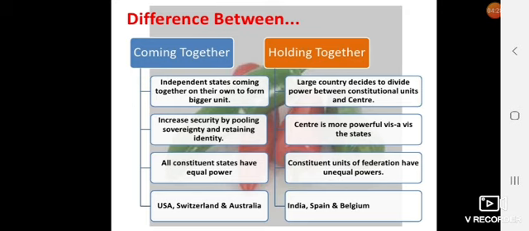As compared to it, in holding together federation, large countries decide to divide power between the constitutional units and the center, like in India. The center is more powerful as compared to the states, like in India. Constituent units of the federation have unequal power. In India, the constitutional units, that means states and union territories, exercise different levels of power; they have unequal powers. Examples of holding together federations are India, Spain, and Belgium. So these are the differences between coming together federation and holding together federation.